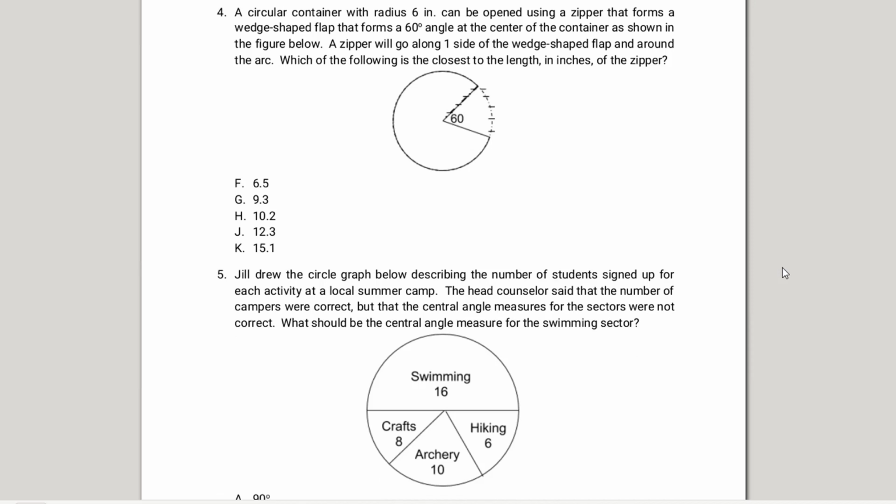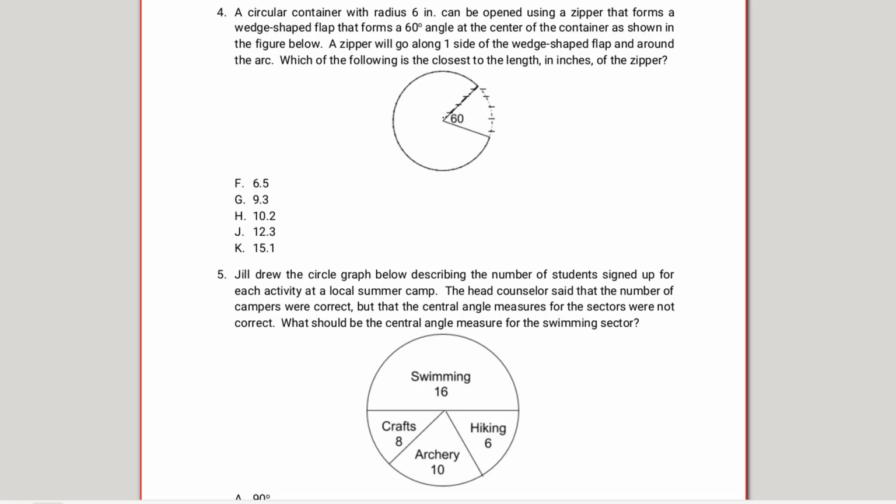We're looking at central angles and arcs now in the next couple of questions. It says a circular container with radius 6 inches can be opened using a zipper that forms a wedge-shaped flap that forms a 60-degree angle at the center of the container as shown in the figure below. A zipper will go along one side of the wedge-shaped flap and around the arc. Which of the following is the closest to the length in inches of the zipper?